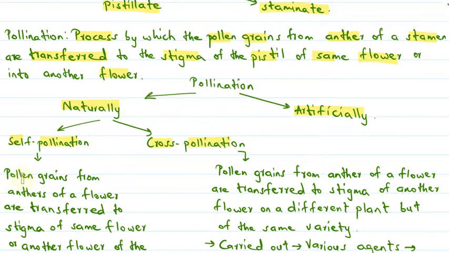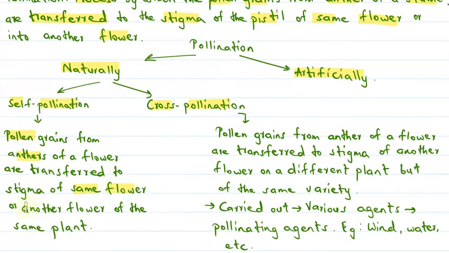So self-pollination is a process where pollen grains from the anthers of a flower are transferred to the stigma of either the same flower or to another flower, but this another flower is also of the same plant. Okay, then in cross pollination, the pollen grains from the anther of the flower are transferred to the stigma of another flower on a different plant. So this is cross pollination. Cross pollination is carried out by several pollinating agents like wind, water, etc.